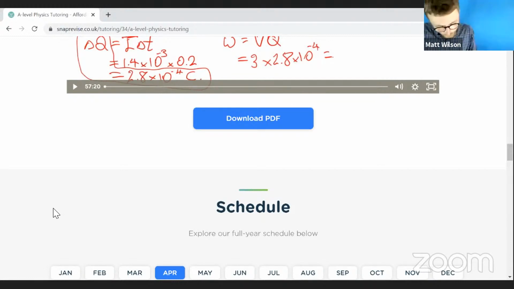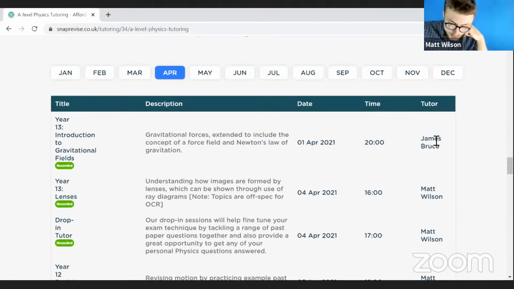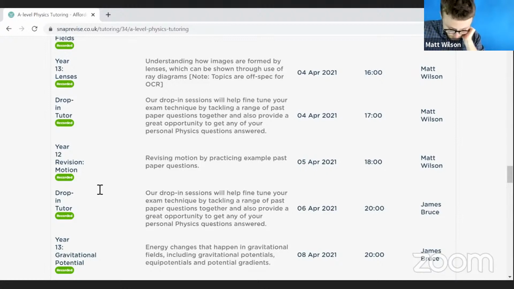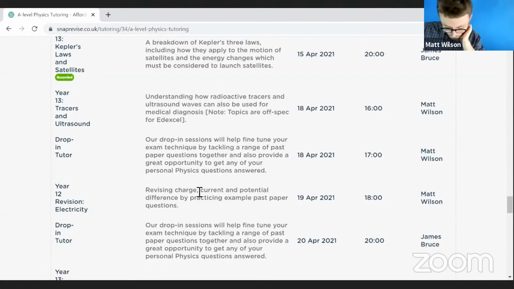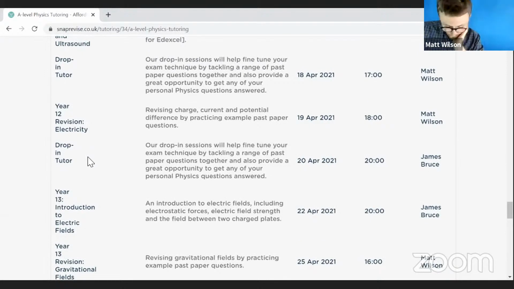So like I was saying, we're doing lots of regular stuff at the moment. It's not just me, it's James as well. And as you can see, what do we have coming up? Well, here I'm about to do a session, in fact exactly right now, on traces and ultrasound, and then a drop-in, and also some revision sessions on electricity. Then later on in the week, James is doing another drop-in and talking about electric fields. And we do more of these each week.